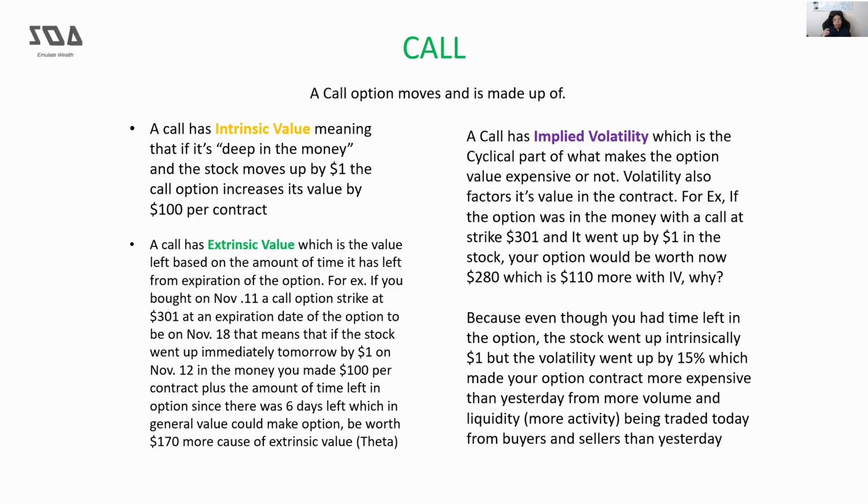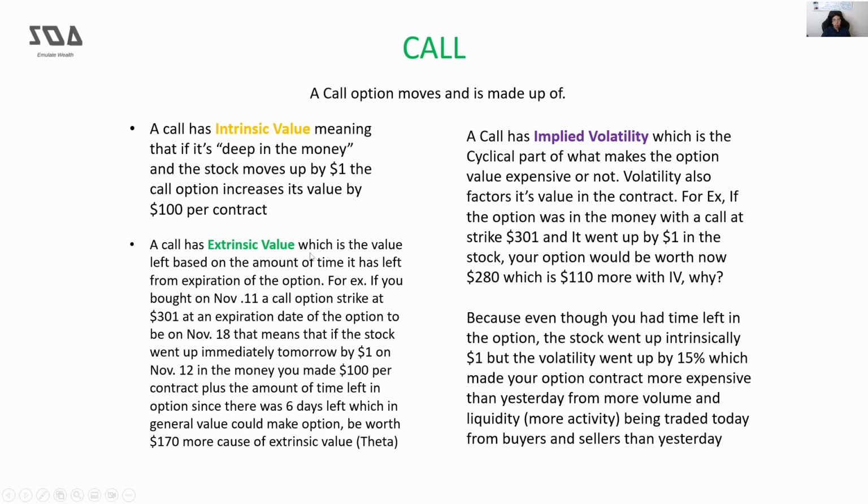For example, if you bought a call option on November 11th, strike price at $301, with an expiration date of November 18, that's already 7 days from the 11th to the 18th. That means if the stock went up immediately the next day, November 12th, by $1, it will be in the money and you made $100 per contract, plus the amount of time left in the option. Since there were 6 days left, the option could be worth $170 more because of the extrinsic value, which is called theta. So that's time value. Extrinsic value is also mixed in with time and volatility.